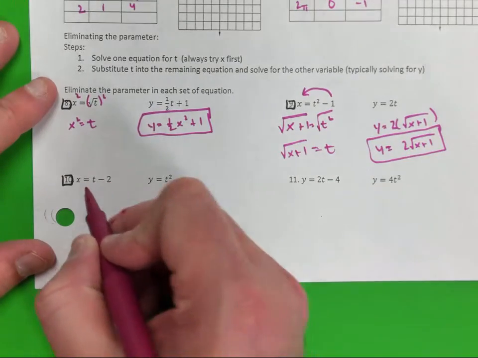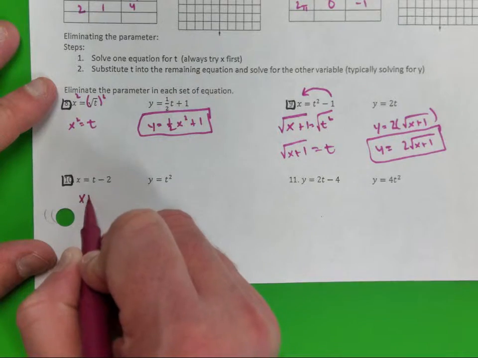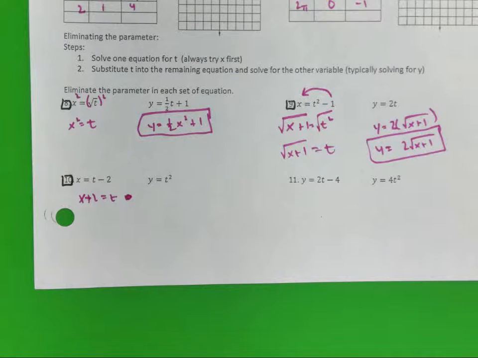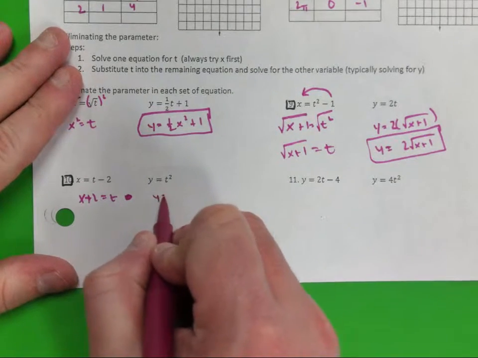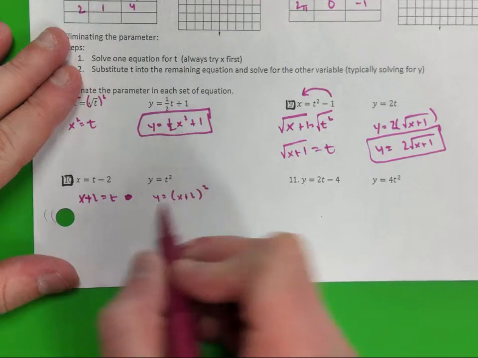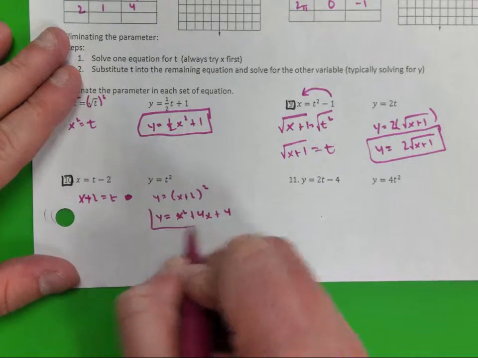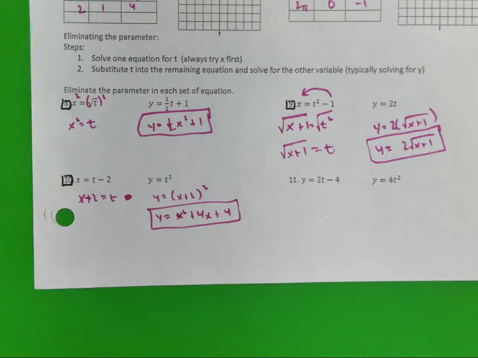Number 10, I'm going to get the x by itself, so I'm going to move what over? The x plus 2 equals t. Now, you don't have to do this right now. All right, now I'm going to take that x plus 2 and plug in for t. Put x plus 2 squared. You say, Mr. Chase, do I need to multiply that? Yeah, go ahead and multiply that out. X plus 2 times x plus 2.